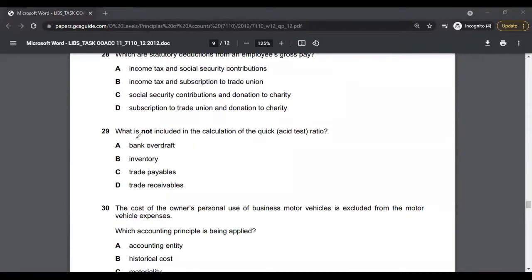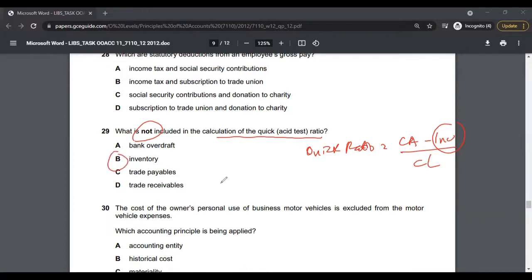Multiple choice 29, what is not included in the calculation of quick asset test ratio? So if you remember financial ratios, the formula for quick ratio is current assets minus the inventory over the current liabilities. So you exclude inventory. Therefore, the answer to multiple choice 29 is option B.